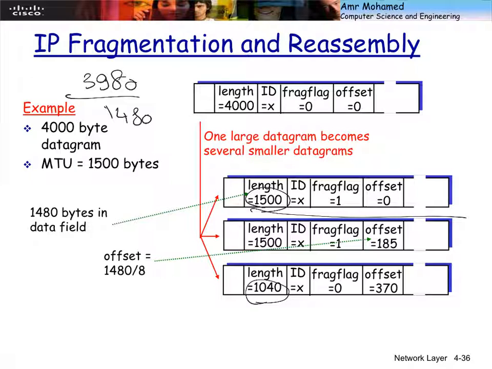This 185 also, I'm not able to calculate how it is coming 185. For the first it is correct that it is the first fragment, so the offset is 0, but for the second it is coming 185. How it is coming 185, I'm not understanding. So if 1480 bytes are there, divided by 8, it is not coming 185. So 1480 divided by 8 is not this?